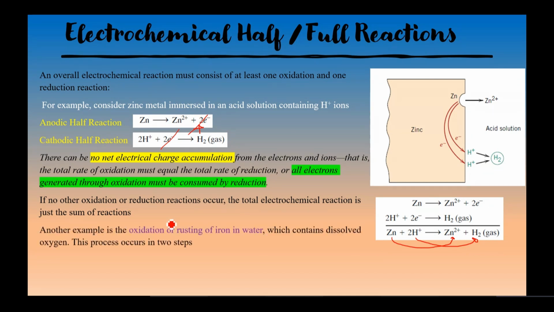Now, another example of an oxidation process is the rusting of iron in water, which contains dissolved oxygen. Now, rusting of iron, you understand that iron is converting into the ionic form. What should be the reduction reaction? Any idea?